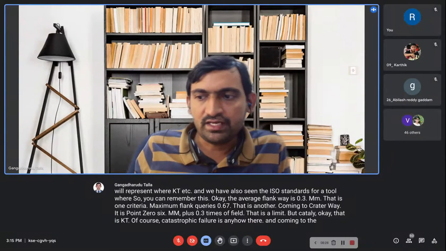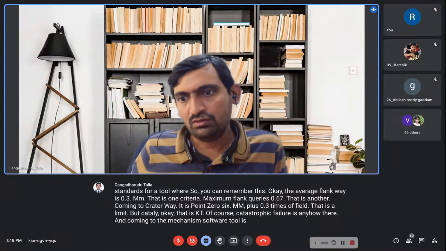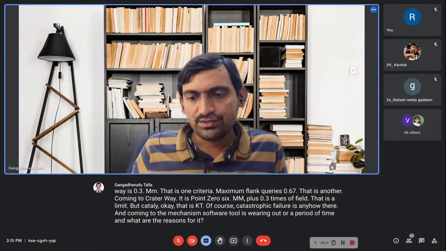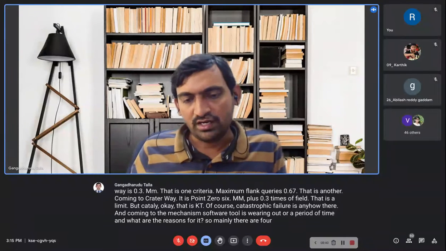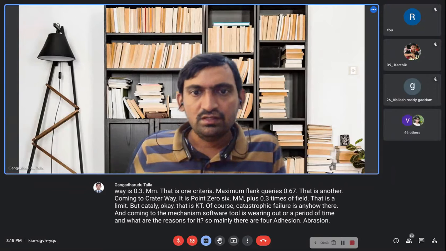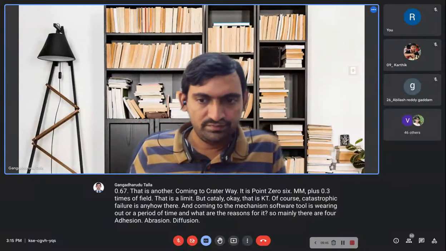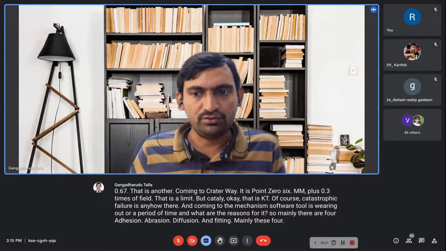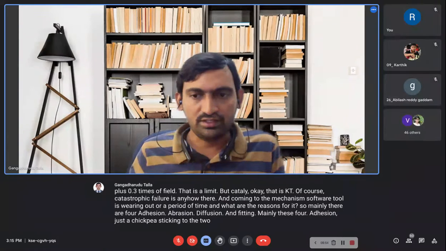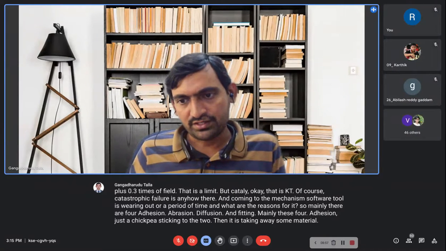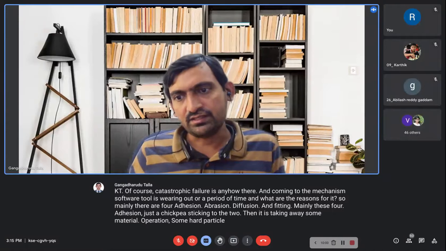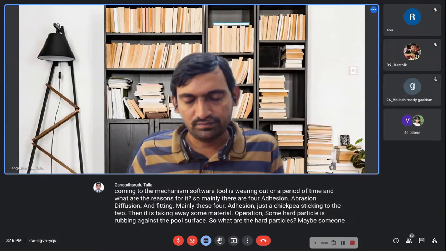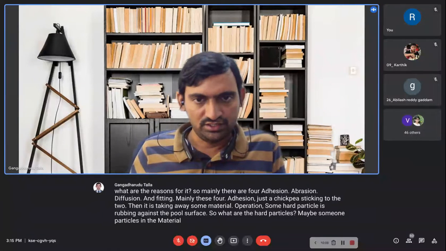And coming to the mechanisms of wear, the tool is wearing out over a period of time, and what are the reasons for it? Mainly there are four: adhesion, abrasion, diffusion, and fatigue. Adhesion: the chip is sticking to the tool, then it is taking away some material. Abrasion: some hard particle is rubbing against the tool surface. What are those hard particles? Maybe some foreign particles in the material that you are machining.